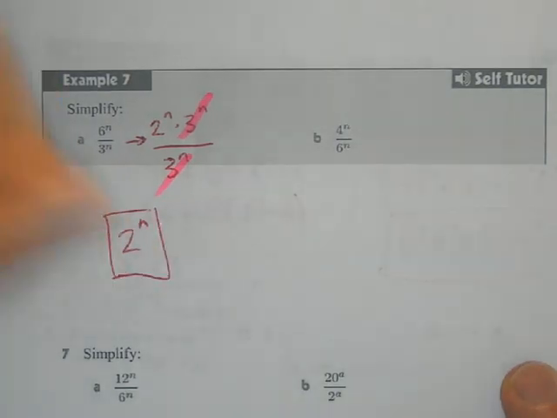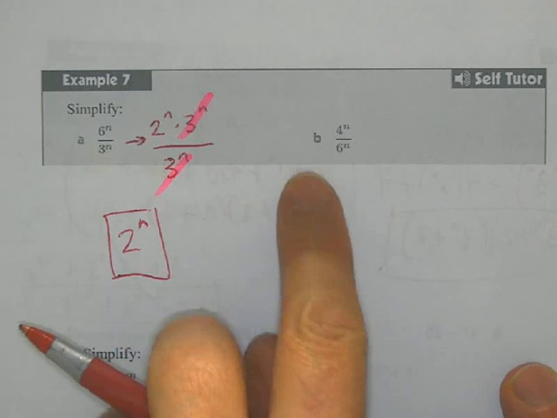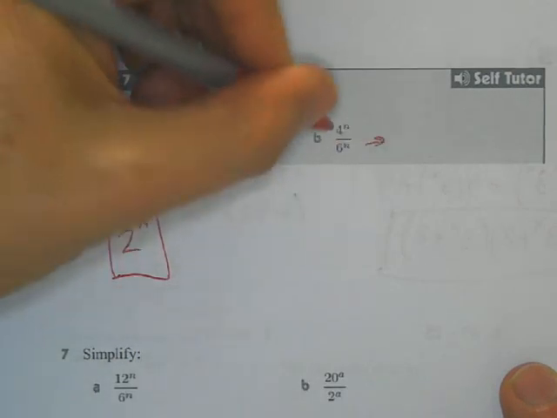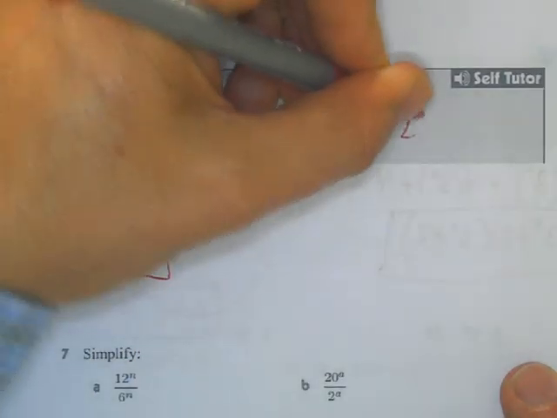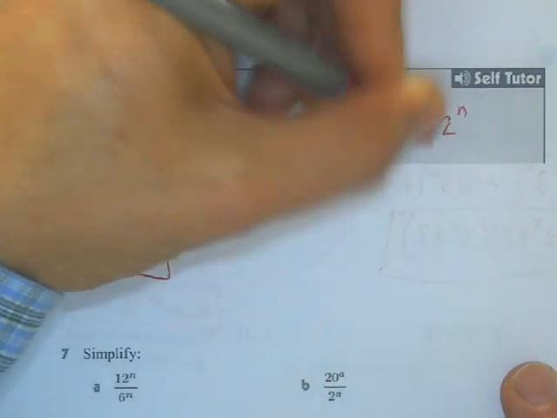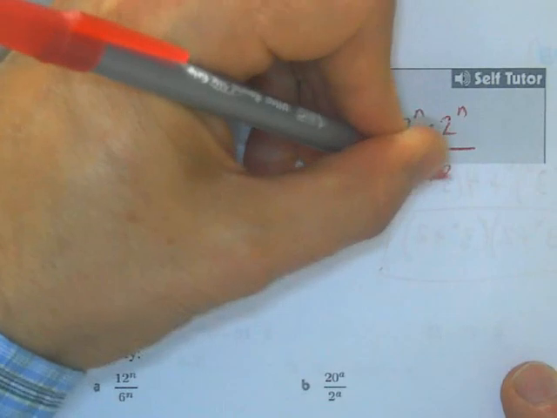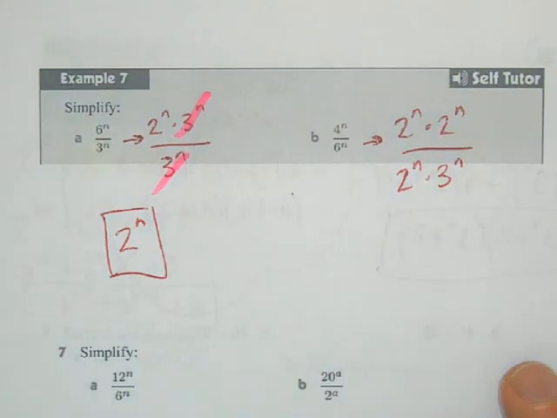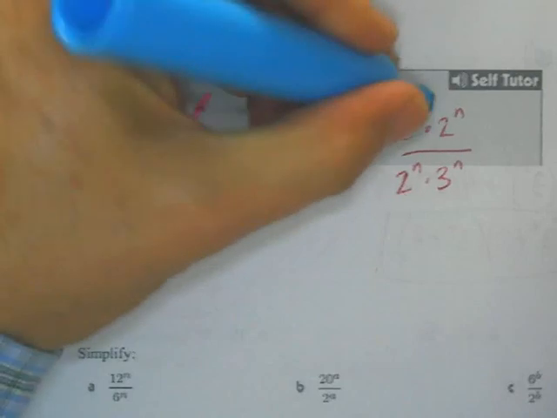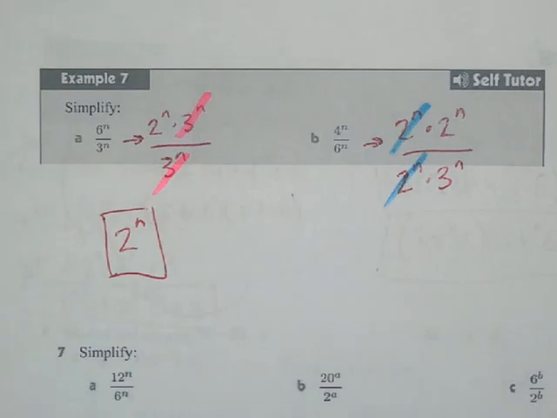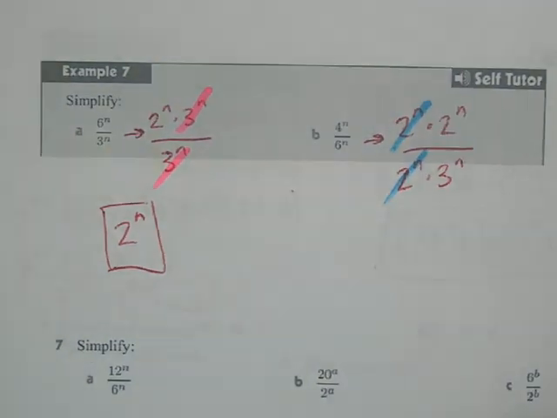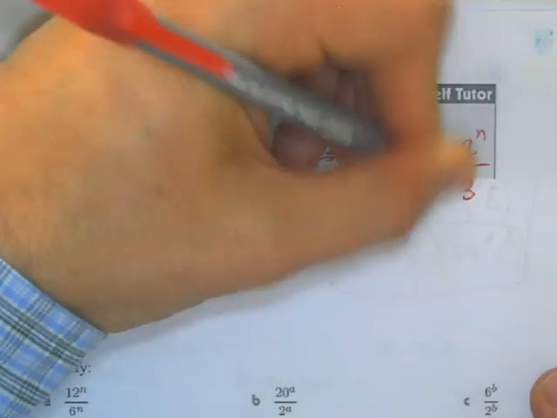Okay, let's do this one here. If I've got 4 to the n, that's the same thing as 2 to the n times 2 to the n over 2 to the n times 3 to the n. And then we can say, okay, this 2 to the n and that 2 to the n are going to cancel out. And then we're simply left with 2 to the n over 3 to the n.